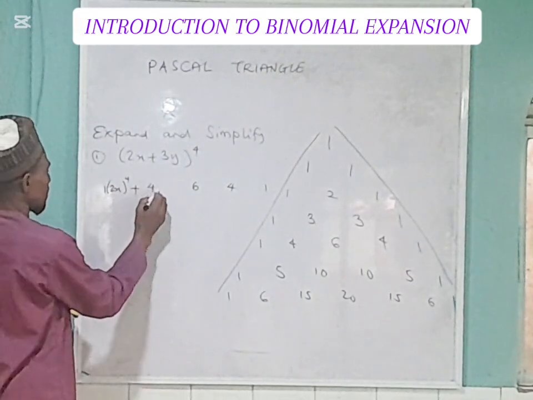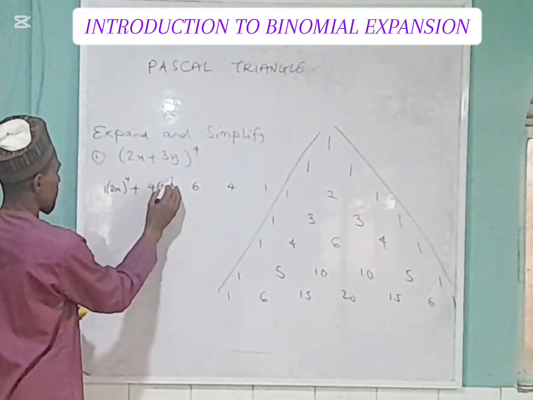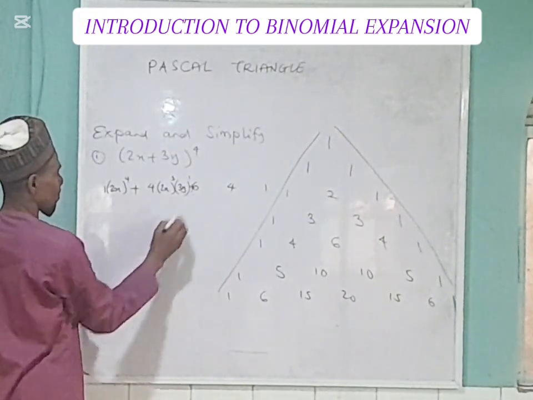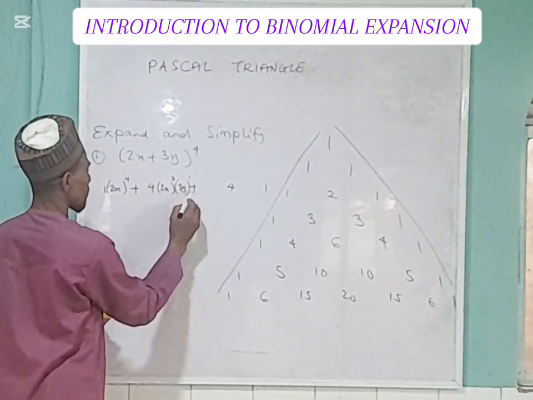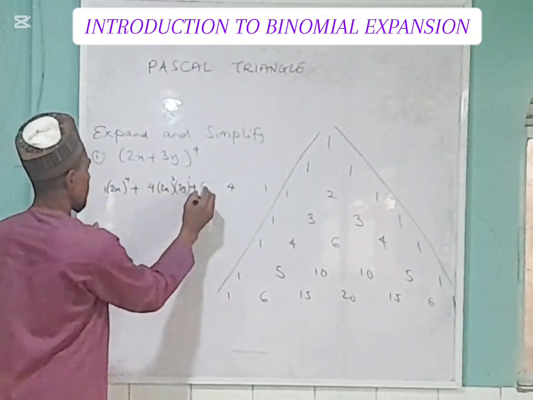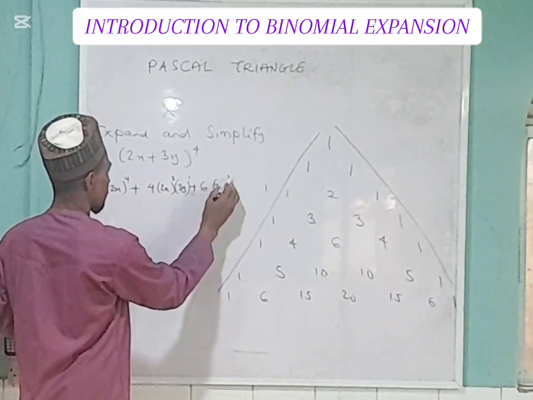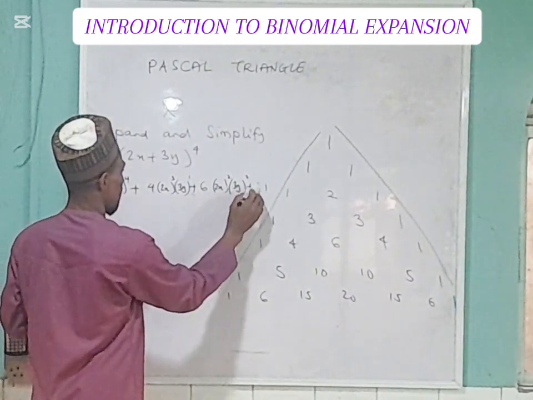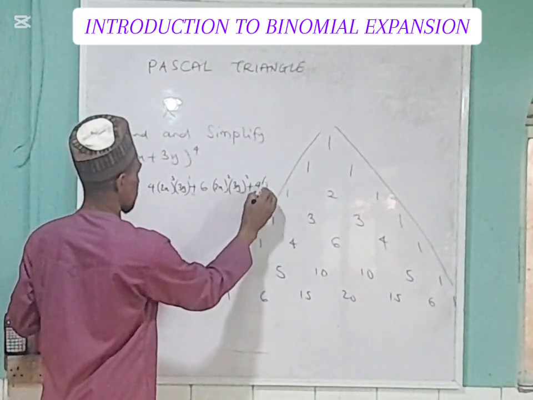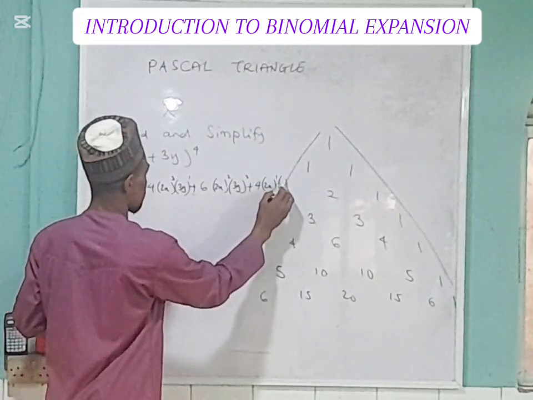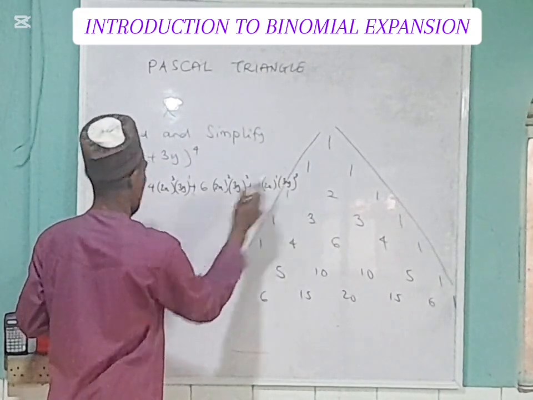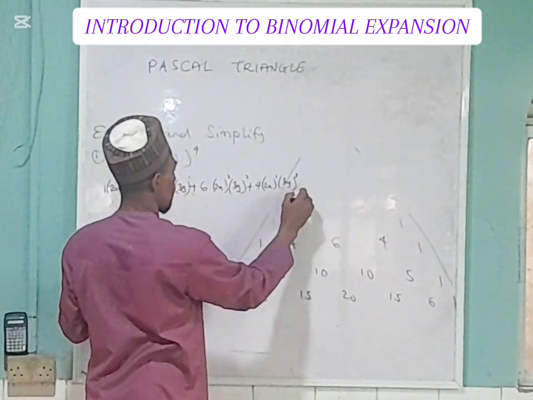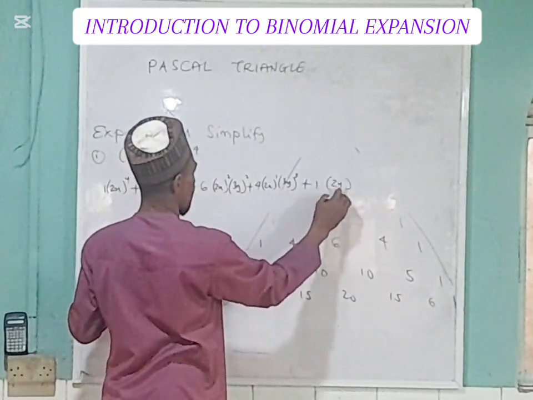Then plus, here again I'm going to have 2x this time around, power 3, then 3y power 1, plus the 6 there. So we have again here 2x power 2, and of course 3y also power 2. Then we have 4 there, 2x power 1, and 3y power 3. Then lastly, we have 1, then 3y power 4.